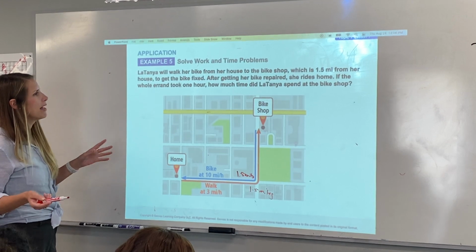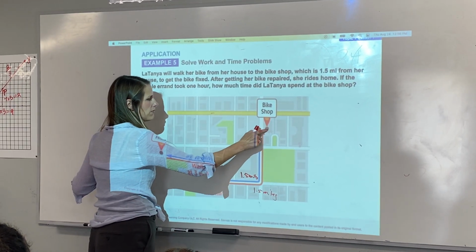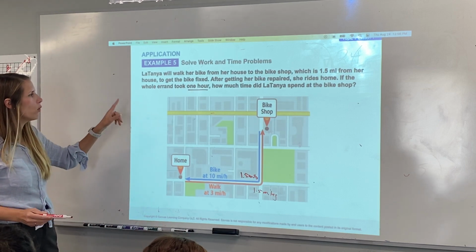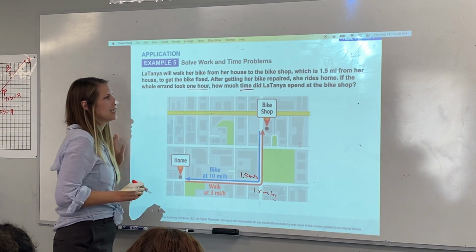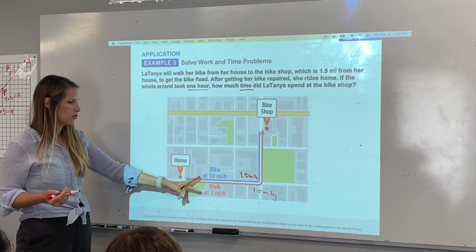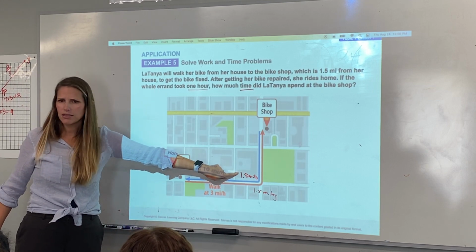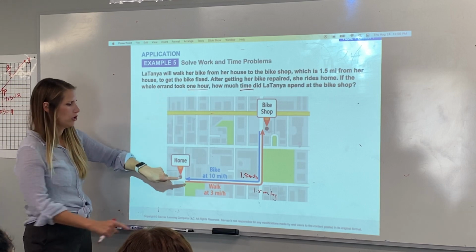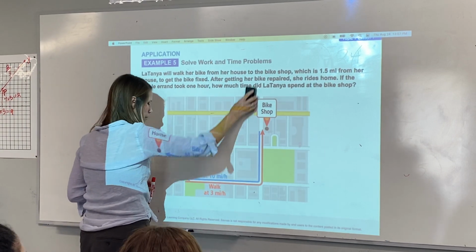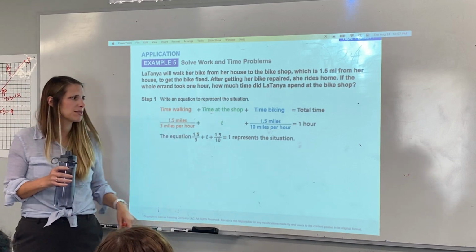So everything makes sense so far, but then they ask a question that's like, how do we answer this? If the whole errand from here, and then staying to get it fixed, and then biking back here, the whole errand took 1 hour total, right? The whole errand took 1 hour. How much time did Latanya spend at the bike shop? So we're dealing with time, we're dealing with rates, and we're dealing with distance. Does that make sense? Time, rates, and distance. Let's see how we can set this up to solve for the missing time that she spent at the shop.